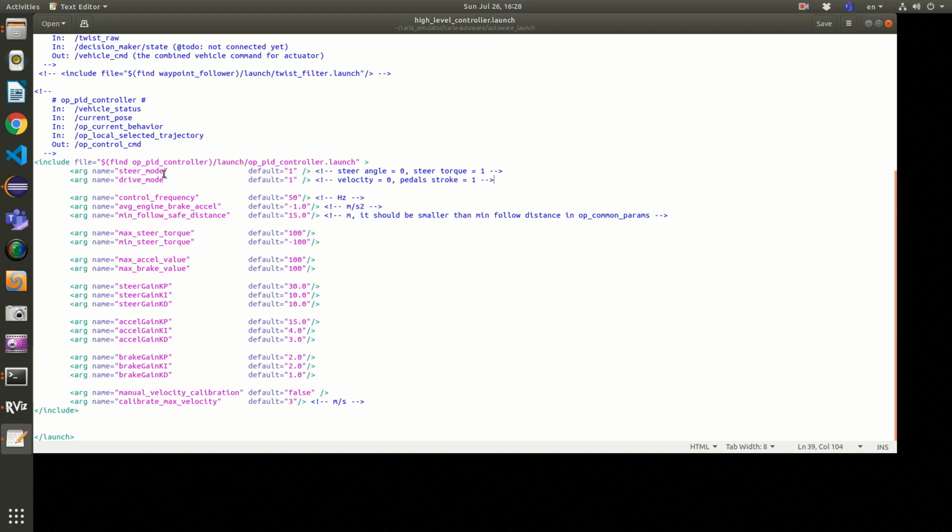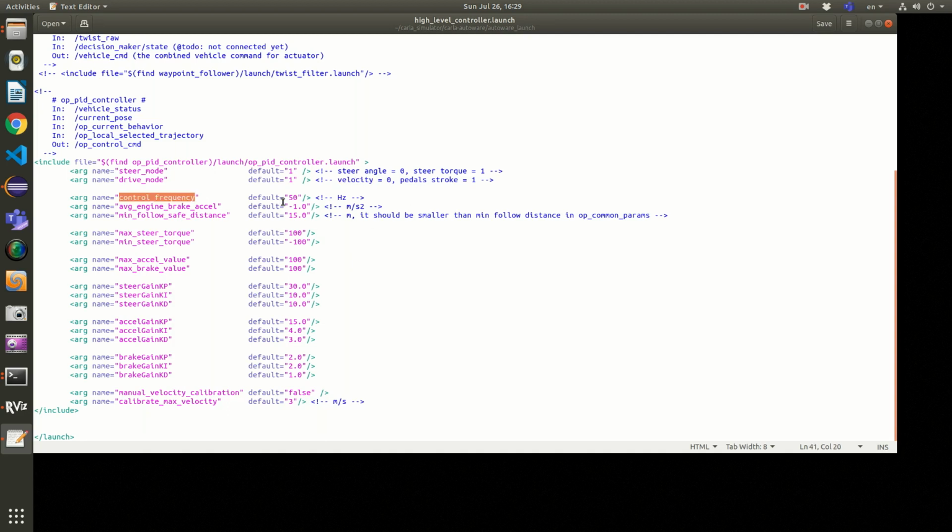First parameter is steer mode. Here we are selecting 1, which means we are using the force, the torque, for steering, not the steering angle. And for the drive mode we are using the pedal stroke, rather than the velocity or acceleration.